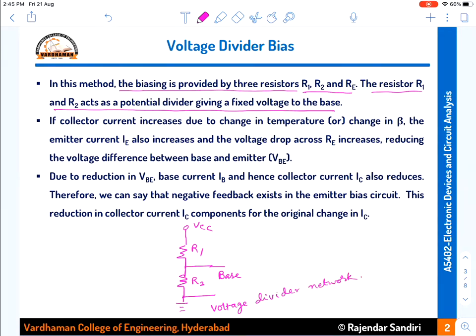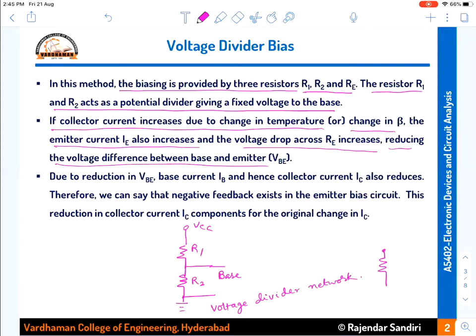If the collector current increases due to a change in temperature or a change in beta, the emitter current also increases, and the voltage drop across RE increases, reducing the voltage difference between the base and emitter. Apart from R1 and R2, there is one more resistor connected in the emitter region. This is the emitter of the transistor, and the other end of the resistor is connected to the ground. This is your emitter resistor.